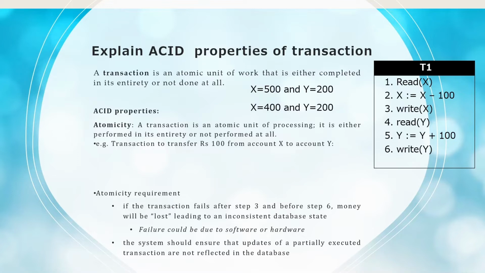So that means if the transaction fails after step 3 and before step 6, money will be lost, leading to an inconsistent database state. Failure could be due to any cause, either software or hardware. The system should ensure that updates of a partially executed transaction are not reflected in the database.